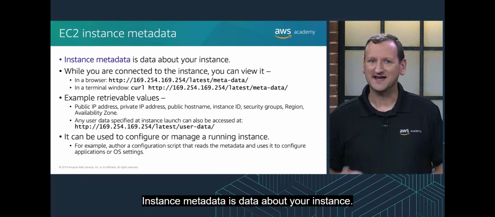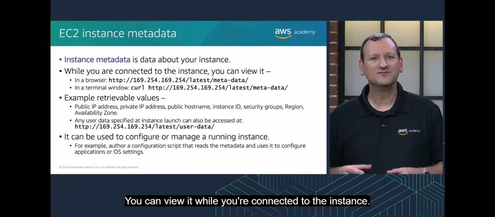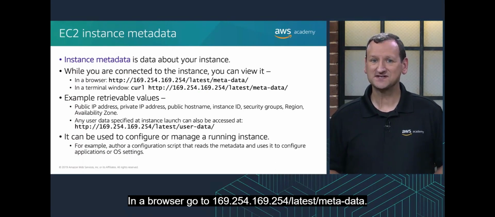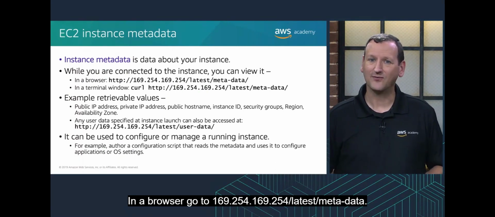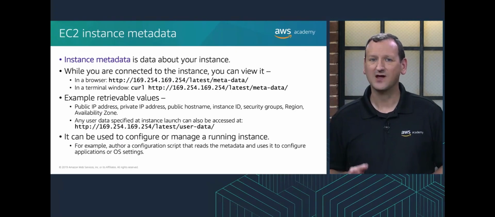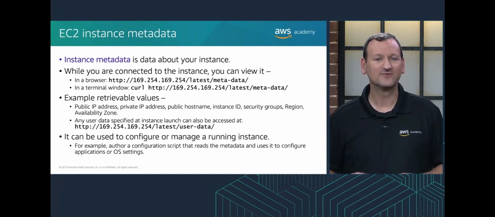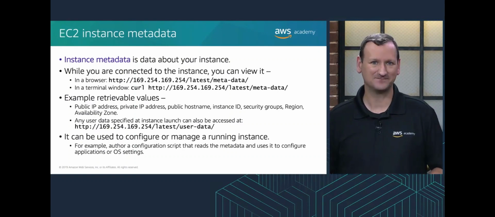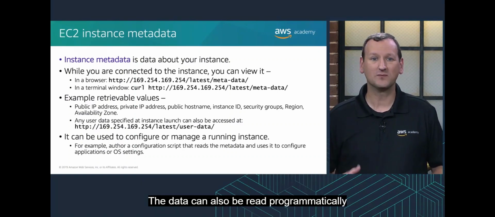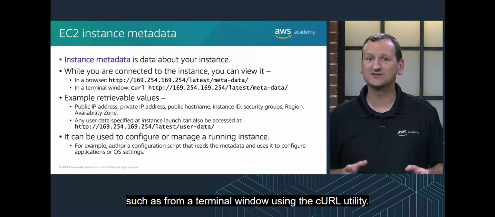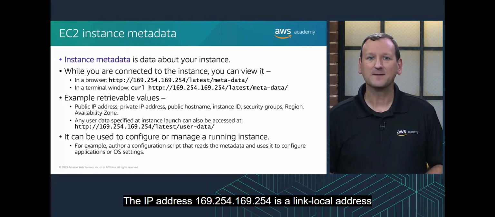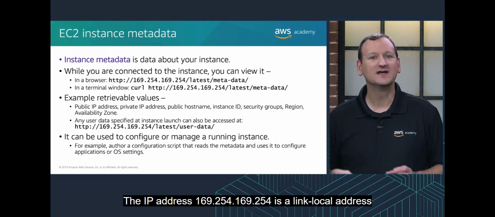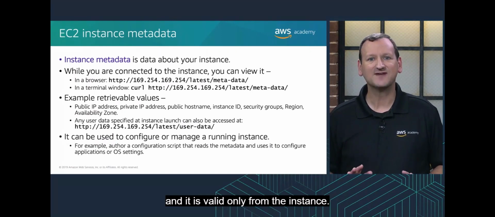Instance metadata is data about your instance. You can view it while you're connected to the instance. In a browser, go to 169.254.169.254/latest/meta-data. The data can also be read programmatically, such as from a terminal window using the curl utility. The IP address 169.254.169.254 is a link local address, and it is valid only from the instance.